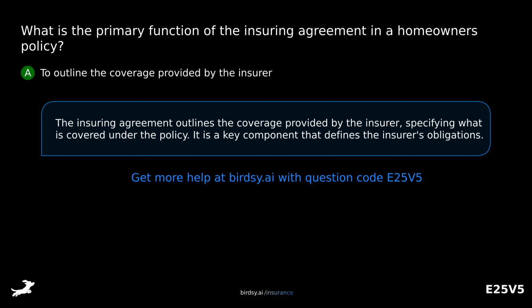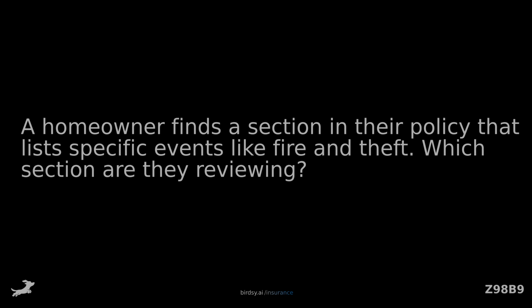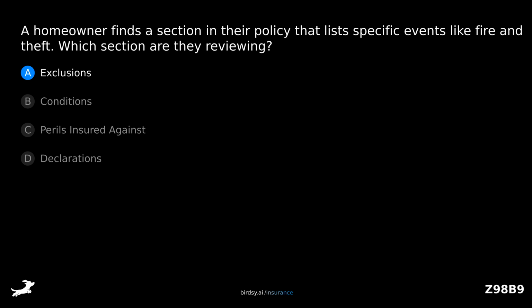The insuring agreement outlines the coverage provided by the insurer, specifying what is covered under the policy. It is a key component that defines the insurer's obligations. A homeowner finds a section in their policy that lists specific events like fire and theft. Which section are they reviewing? Is it A, exclusions, B, conditions, C, perils insured against, or D, declarations?